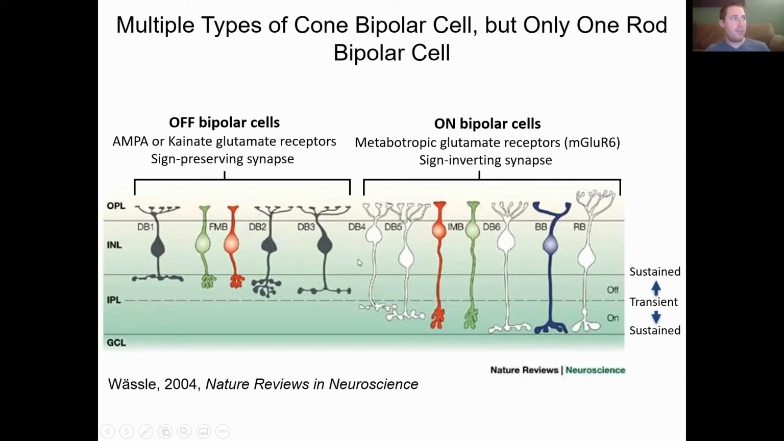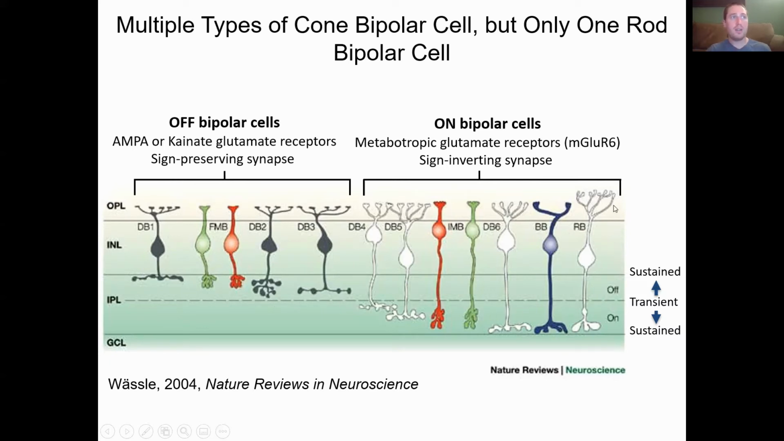So all these off bipolar cells, they express AMPA or kainate glutamate receptors. So these are ionic channels. So when the photoreceptors release glutamate onto these cells, they are sign preserving, as in hyperpolarization of the photoreceptor causes a hyperpolarization of these off bipolar cells, and vice versa. A depolarization of the photoreceptor causes a depolarization of these bipolar cells. So they respond in the same way as the photoreceptors.